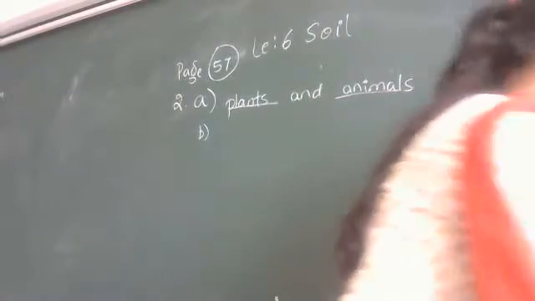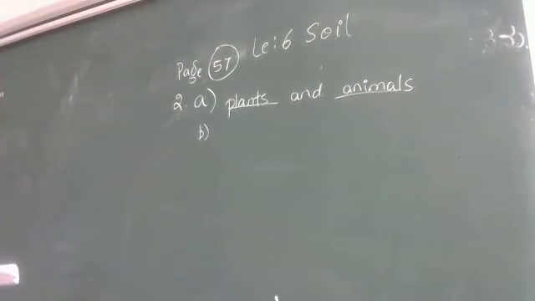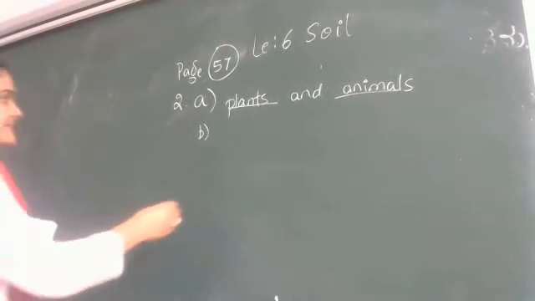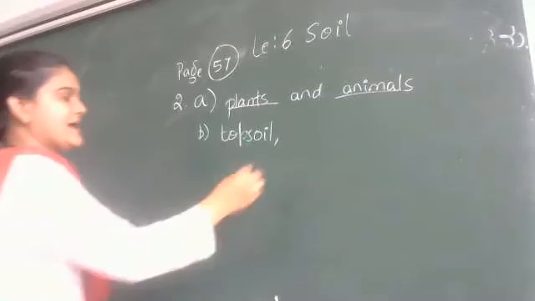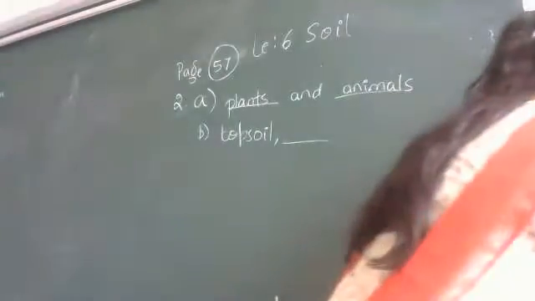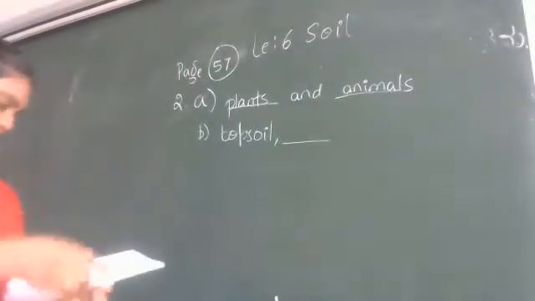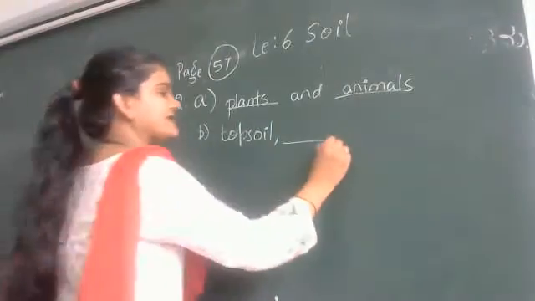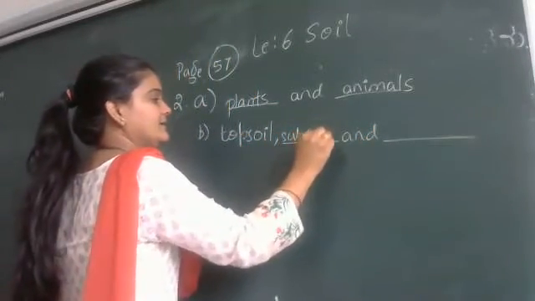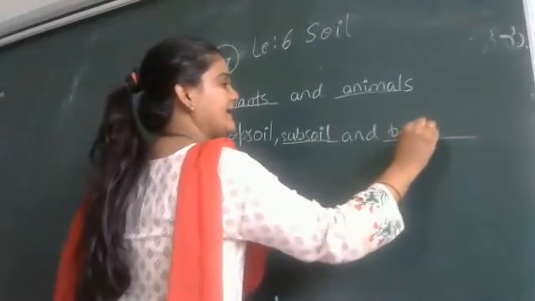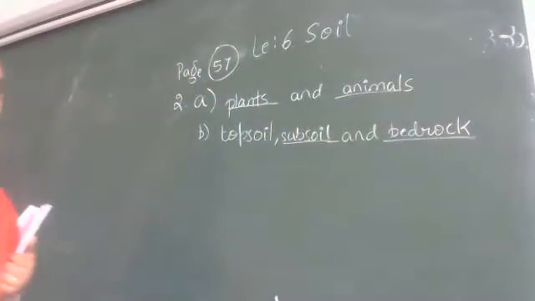Soil is made up of three layers. The first layer is given, that is topsoil. We have two blanks to be filled, that is subsoil and the third one is bedrock. Okay. The second question. The three layers of the soil are topsoil, subsoil and bedrock.